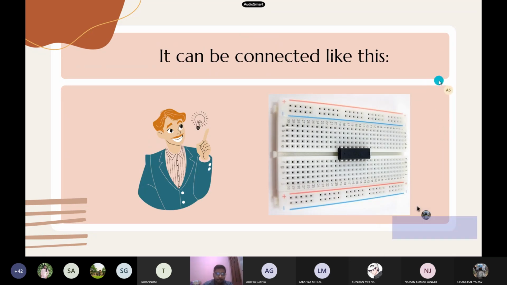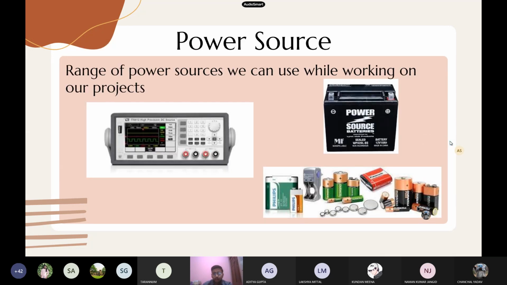Well, as you might have guessed, we have to connect it like this. This is the only way we can connect an IC on a breadboard, because if we connect it horizontally or vertically, many of the terminals of the IC will get shorted and it will not work properly. So we have to connect it like this. So now we have a fair understanding of how a breadboard looks like and how we can build a circuit on it. But for a circuit to function, we need power sources.